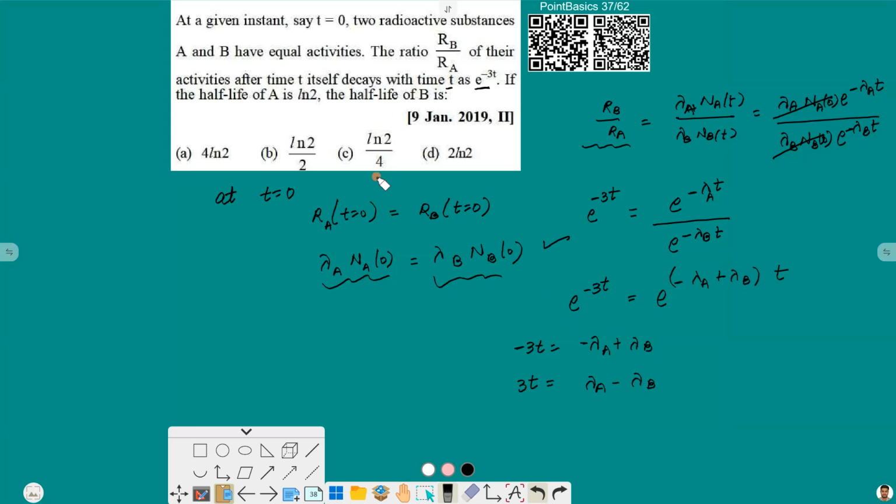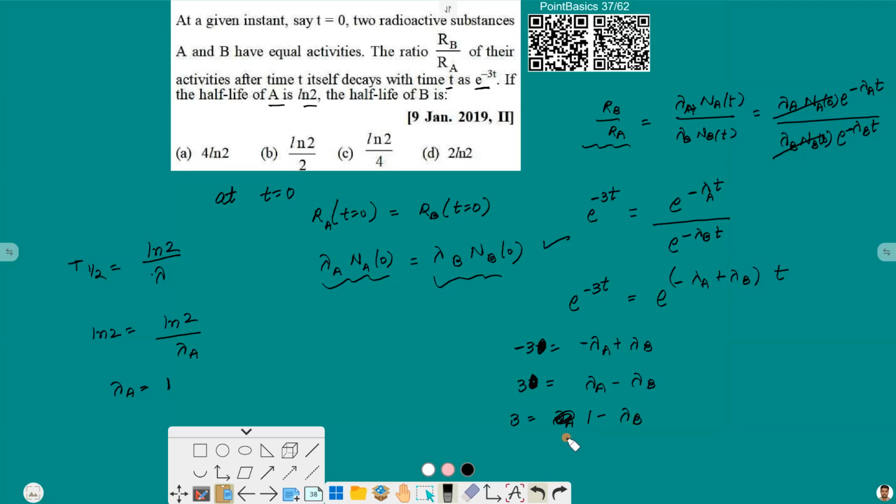Now, half time of A is ln2. So for A, we know that T half is basically ln2 by lambda. So for A, ln2 is equal to ln2 by lambda of A. So from this, lambda of A is equal to 1. And sorry, I forgot to cancel t here, because t will get cancelled. So lambda A is 1. So from this, 3 is equal to lambda A, oh sorry, 1 minus lambda B.